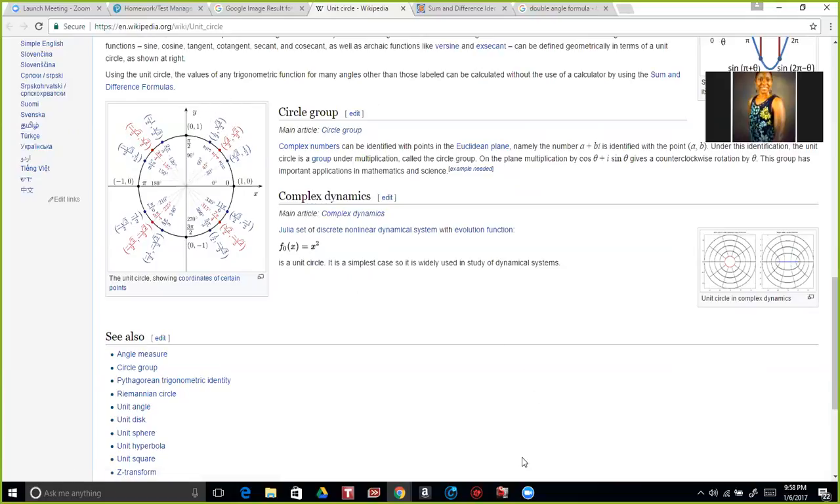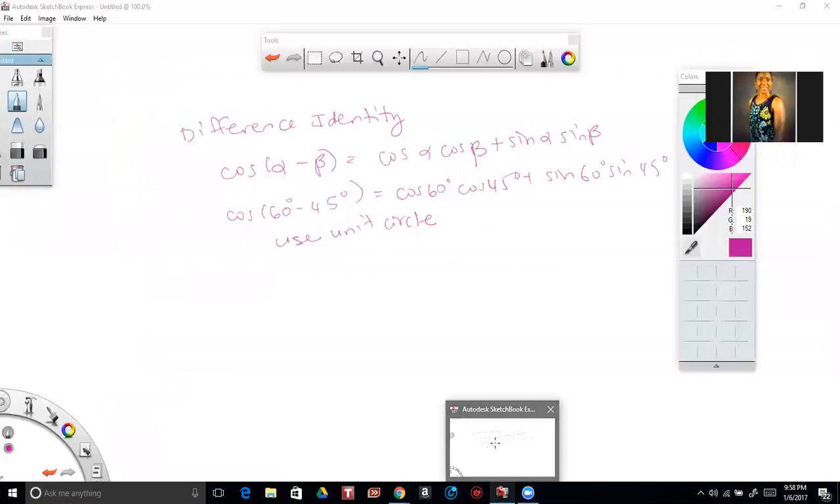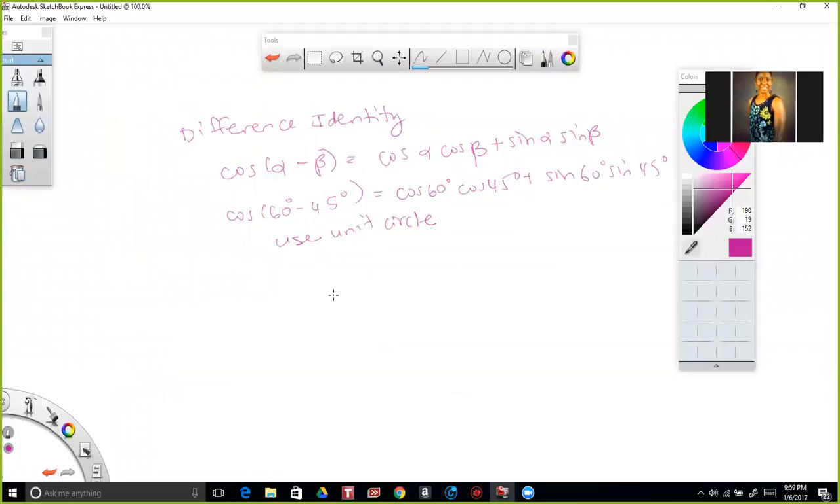Okay, so if we go back, all right, so therefore I would have 1/2 times the square root of 2 over 2 plus the square root of 3 over 2 times the square root of 2 over 2. And now simplify, we get the square root of 2 over 4 plus the square root of 6 over 4. They have the same denominator, so we'll say the square root of 2 plus the square root of 6 over 4. Okay, so this is your answer right here.